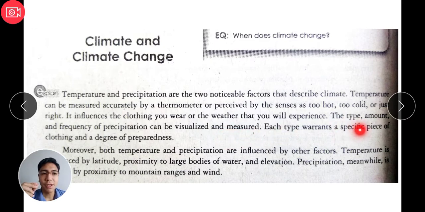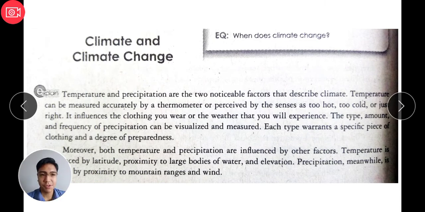So itong temperature, okay, and precipitation, so the type, amount, and frequency of precipitation, ay pwedeng makita at ma-measure. So in terms of precipitation, ito yung sinabi natin kanina, may type yan, may amount yan, at kung gaano kadalas. Nakikita yan, and then na-measure. With that, you can determine the climate of an area. So each type warrants a specific piece of clothing and degree of preparedness. So yung mga nararanasan natin climate, iba't ibang preparedness ang ginagawa ng mga tao.